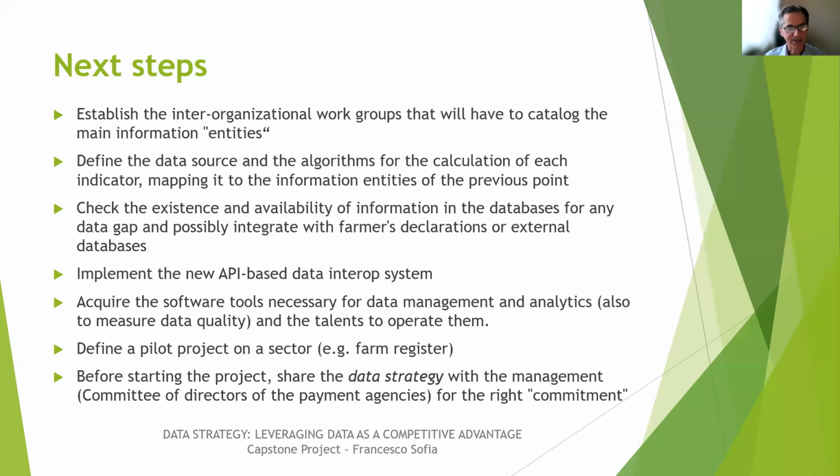Next steps. What are the next steps? Establish the inter-organizational work groups that will have to catalog the main information entities, define the data source and the algorithms for calculation of indicators, mapping it to the information entities, then check the existence and availability of information. Maybe it will be necessary to integrate with more farmers' declarations or external databases, implement the new API-based data interoperability system, acquire the software tools that are necessary for data management and analytics and data quality, and acquire the talents to operate them.